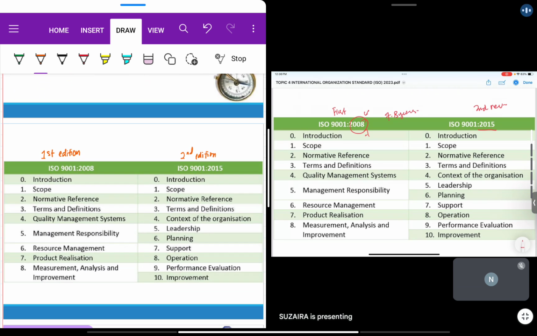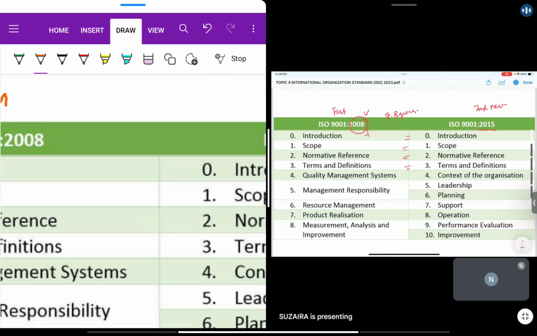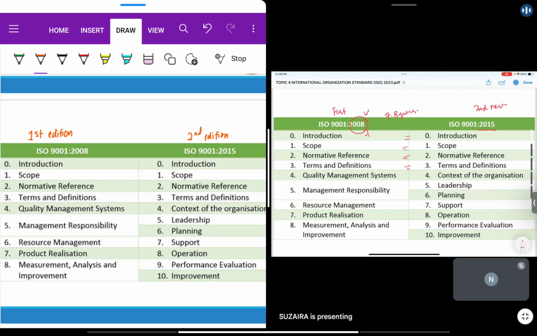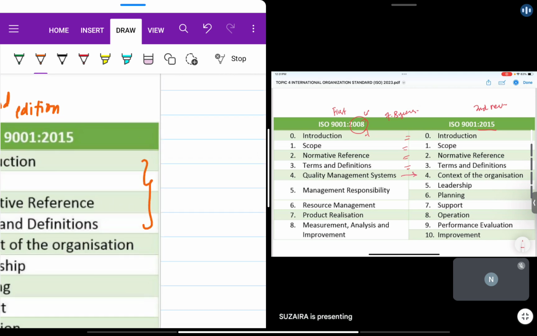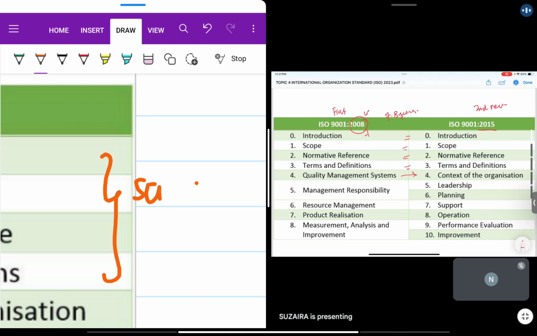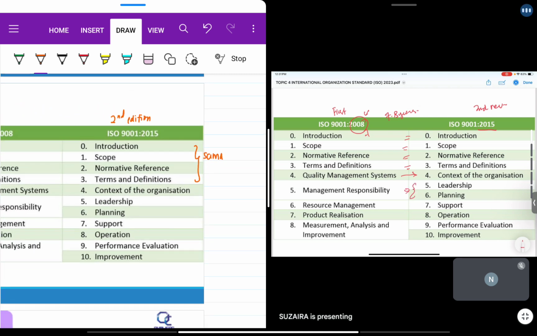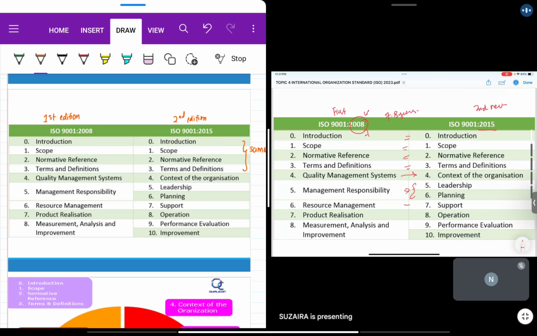They come up with the new improvement towards the standard. So comparing, this is actually the old version, the first revision. You also have the same: introduction, scope, normative reference, terms and definitions, quality management. They change into context of organization. In terms of management responsibility, they break into two, which is the leadership and planning. Okay, and then you have resource management, changed to support.